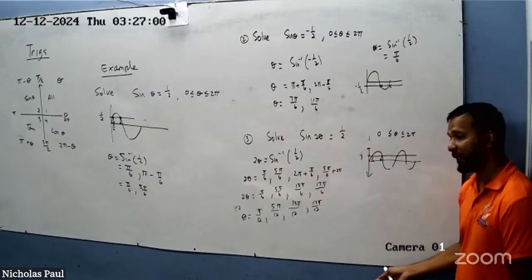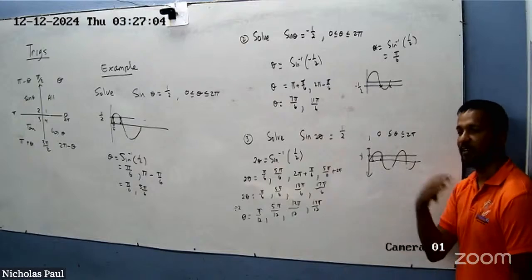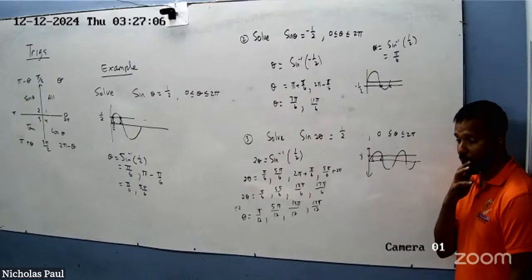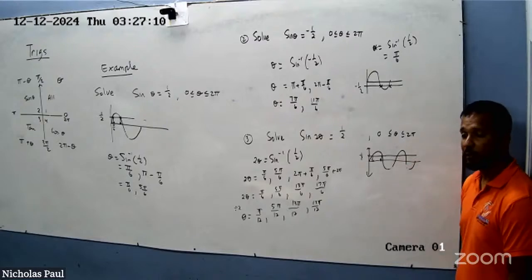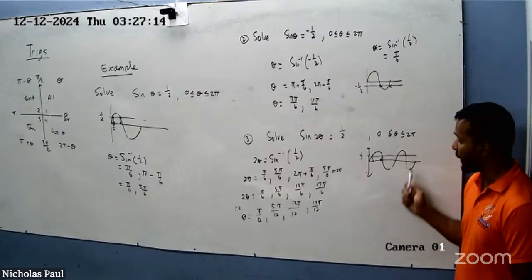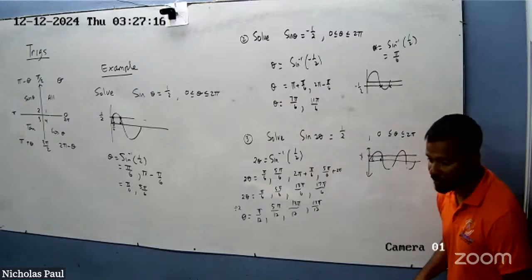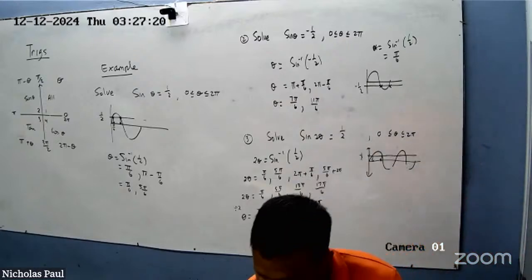Add 2 pi. If it's 3 theta, you add it 3 times. If it's 4 theta, you add it 4 times. You add in 2 pi, and then you add 2 pi again, and 2 pi again. And this is the reason why. That's why I wanted you to learn graphically how to draw these things.